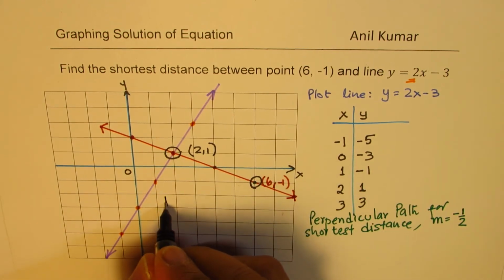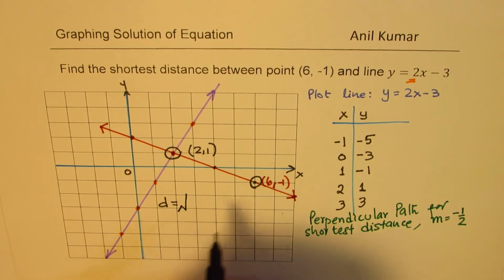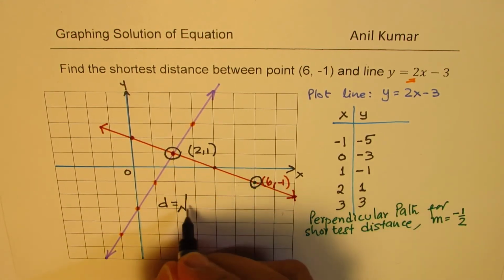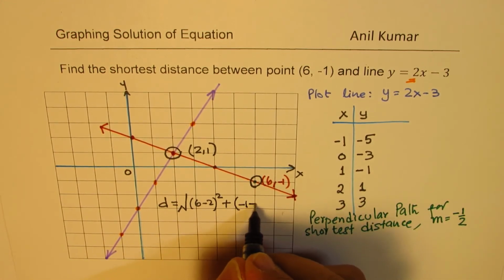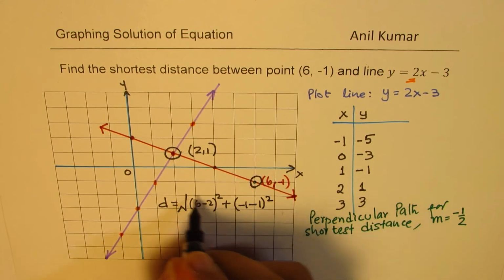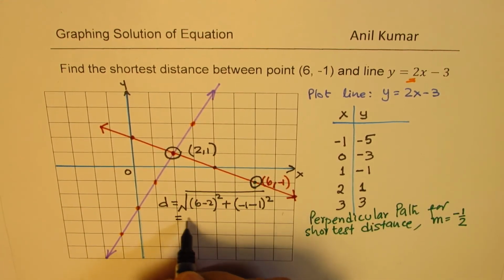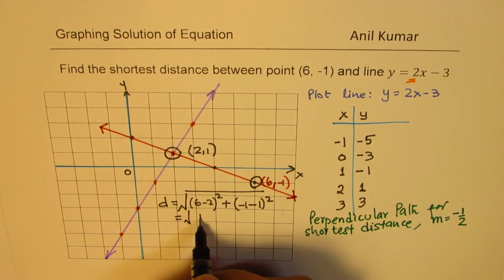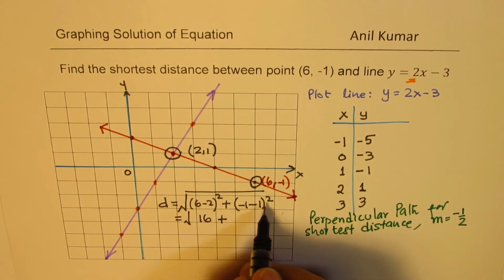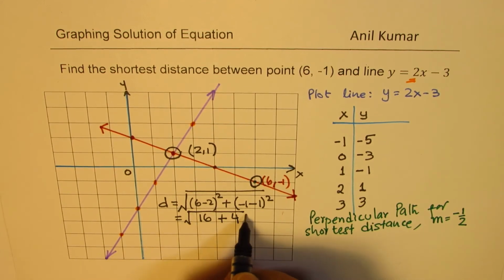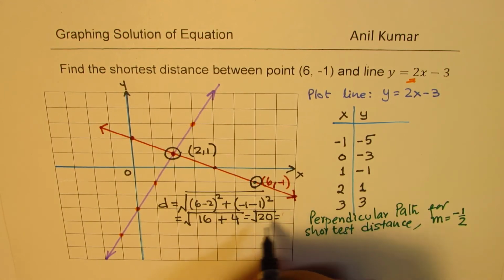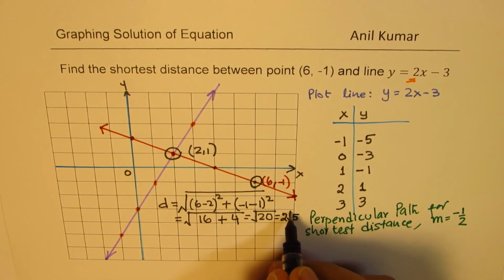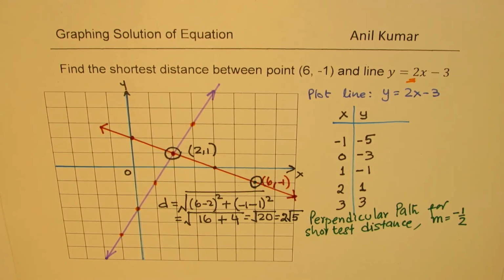So we can now write the distance is the square root of the difference in x values, which is (6 minus 2) whole squared, plus (minus 1 minus 1) whole squared, correct? That is the square root of 4 squared, which is 16, plus 2 squared, which is 4. So that gives you the square root of 20, or 4 comes outside as 2, so 2 square root 5. Do you see that? So that becomes the exact value of the distance between the point and the line.